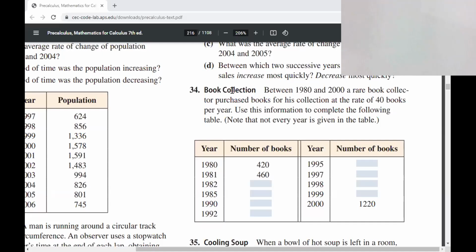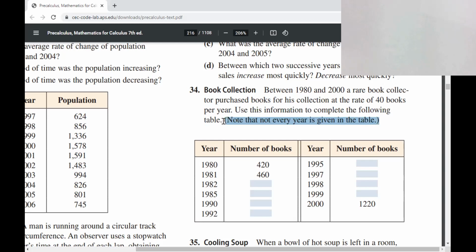We are doing this one. I believe it is, let me move this a little bit, 34. It says between 1980 and 2000, a rare book collector purchased books for his collection at a rate of 40 books per year. Use this information to complete the following table. Note that not every year is given in the table. I would not have given you guys this hint.